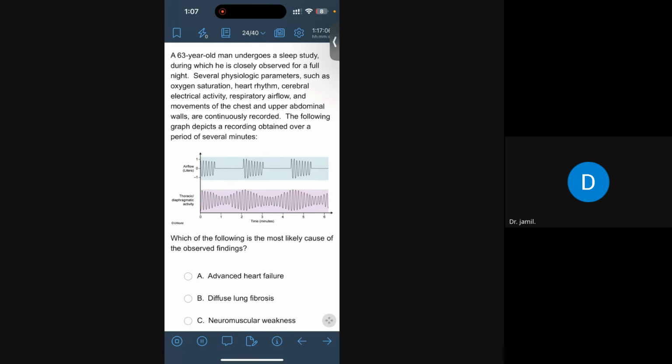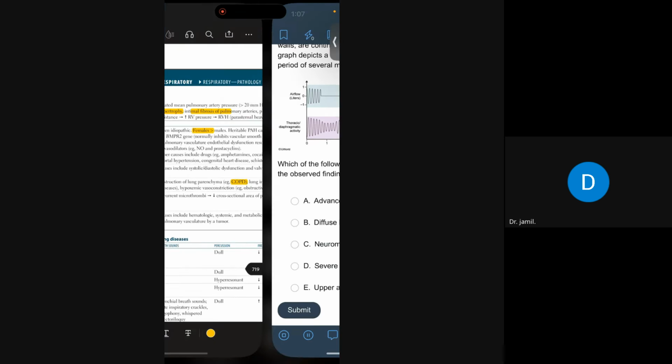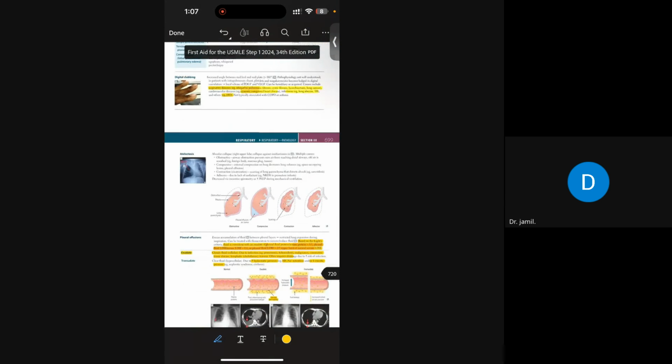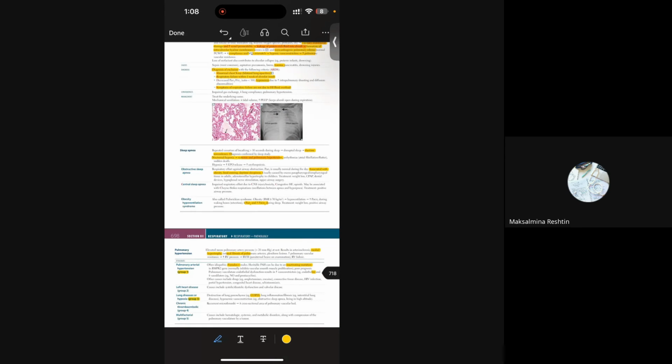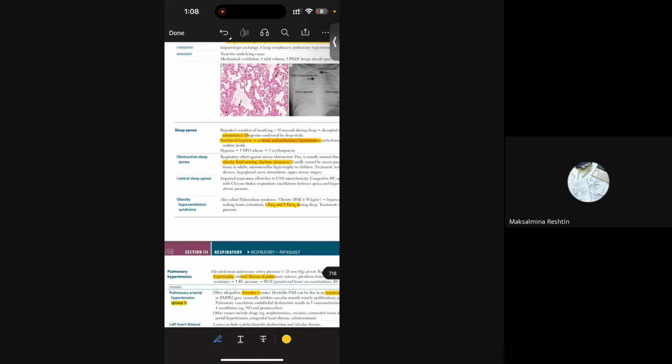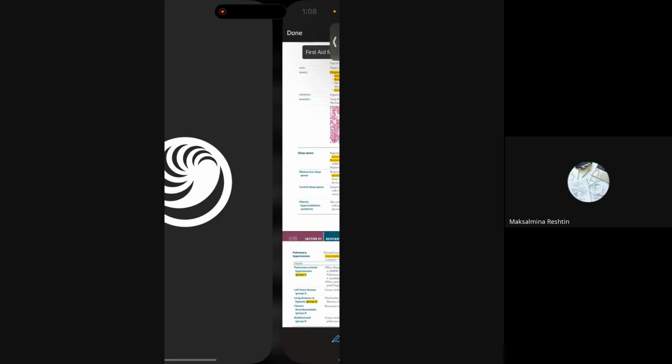You can say it is obstructive sleep apnea. Yes, it is a sleep study, and you can clearly see there are patches in the airflow which have a flat line. That means no airflow is occurring at that time. That is apnea. During sleep some apnea is occurring, and we know sleep apnea occurs in which disease? Obstructive sleep apnea, in morbidly obese patients.